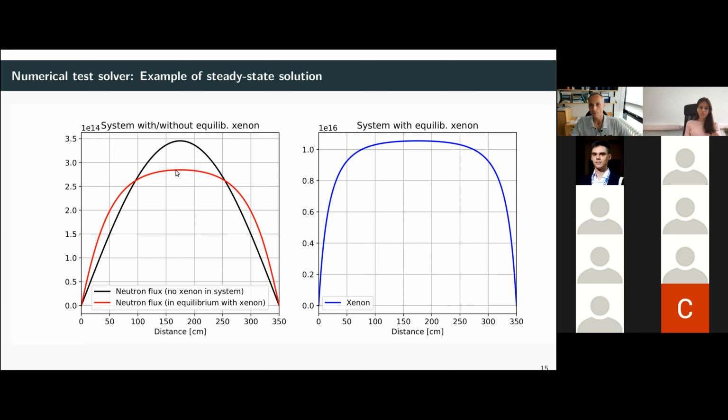So this is because if you look on the right-hand side plot, you'll see this is the equilibrium distribution of xenon in the slab. And of course, it has the largest concentration in the center and smallest towards the boundaries. So naturally, the neutrons will be affected by that. More neutrons will be absorbed on xenon in the center than in the location close to the boundaries. So the neutron flux naturally will be lowered in the center. So this is basically the solution that we are after, the flatter one.